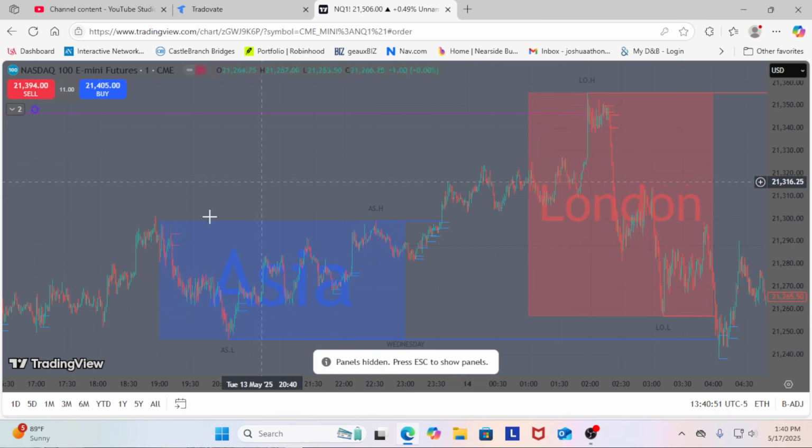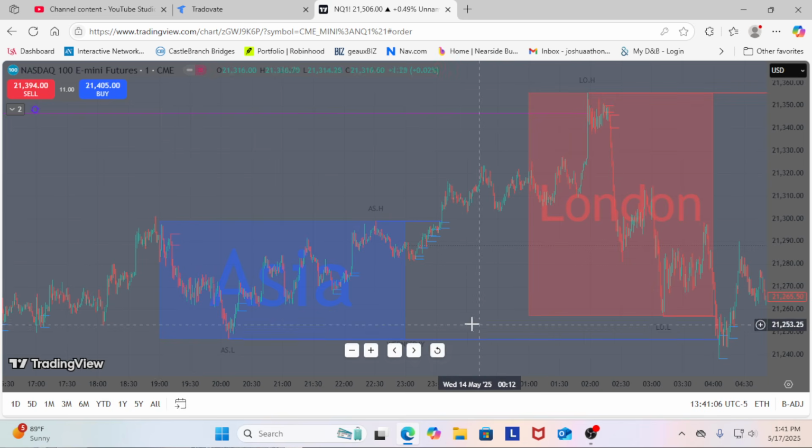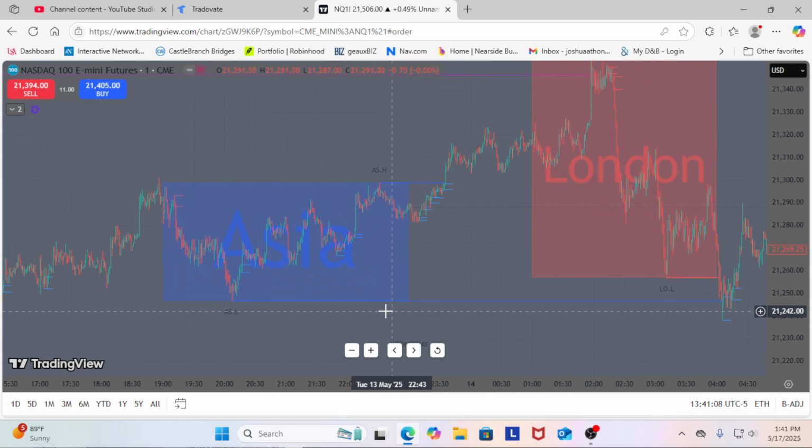Alright, so what we have up here, guys, is NASDAQ 100 E-mini. Of course, everybody knows it as the NQ. Now, you can do this with the ES. You can do this with the Dow. I'm pretty sure you can do it with Bitcoin as well. So this is what we want to look for.